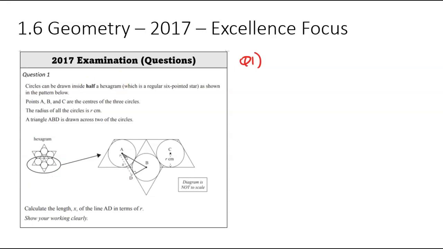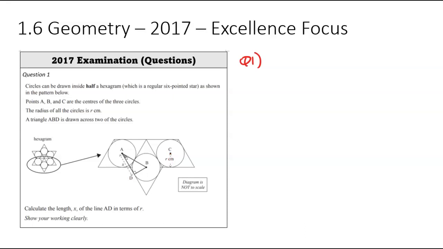So we've got the full hexagram here, we've got the half hexagram there. Points A, B, and C are the centers of these circles. So we've got A, B, and C. The radius of all the circles is r centimeters, and we've got that drawn here, so we know that length as r.